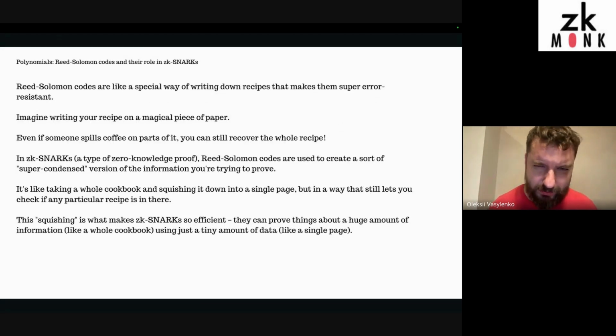Reed-Solomon codes we were already speaking about. Previously, if you lose some data, and this data is encoded properly with Reed-Solomon codes, it allows you to restore this data. Very, very efficient, and especially used in zk-SNARK.